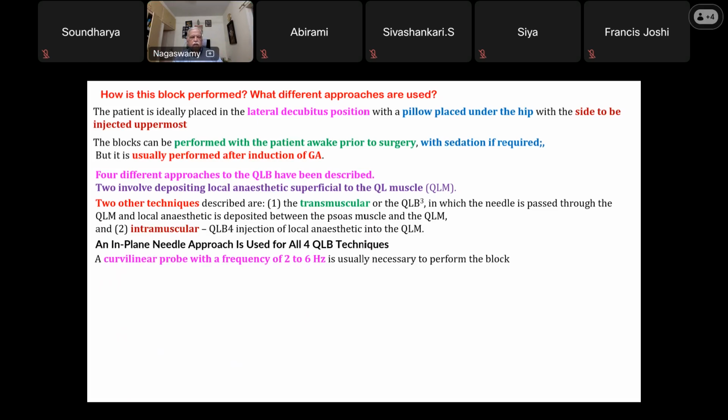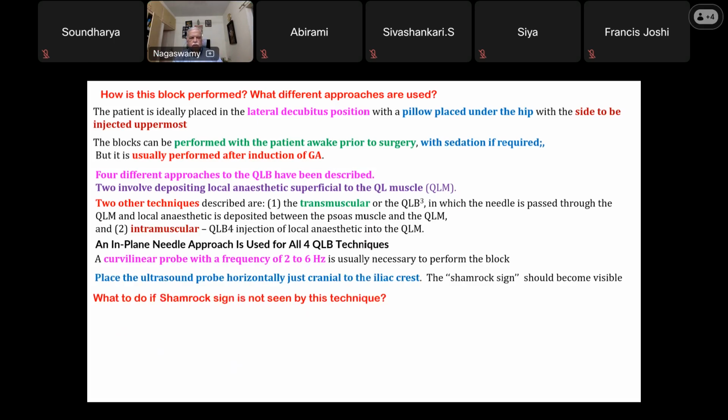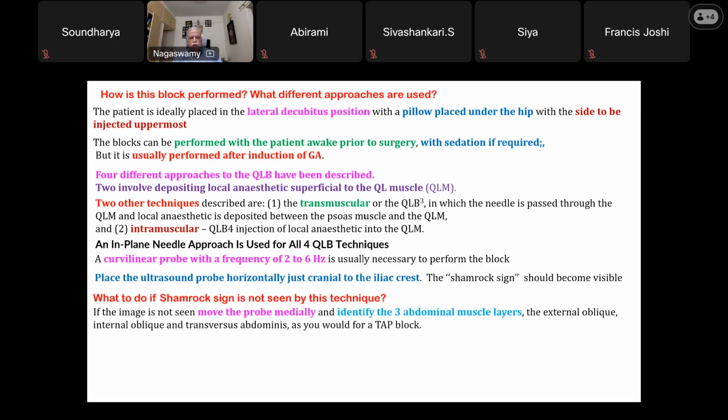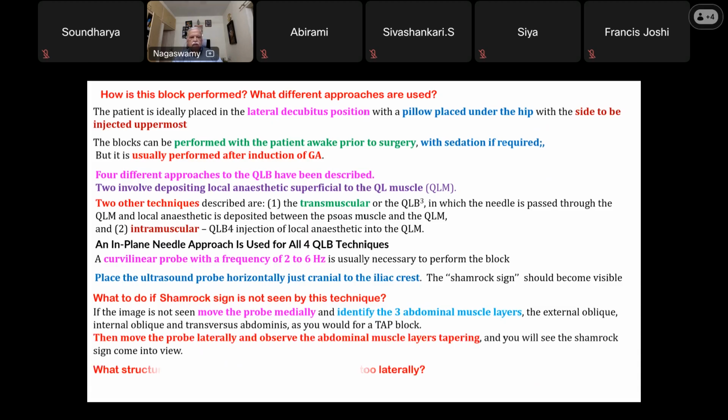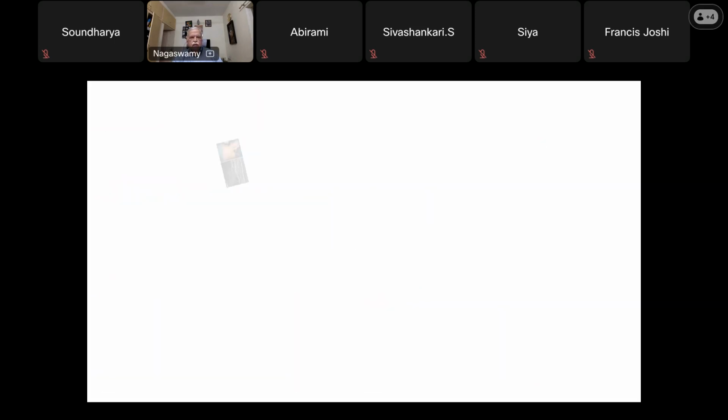Always an inclined approach is used for all the four approaches, and the curvilinear probe with a frequency of 2 to 6 hertz is important. And you get the Shamrock sign. You start the probe in the horizontal position, cranial to the iliac crest. Just use the probe like that, and then try to identify the Shamrock sign and the structures.